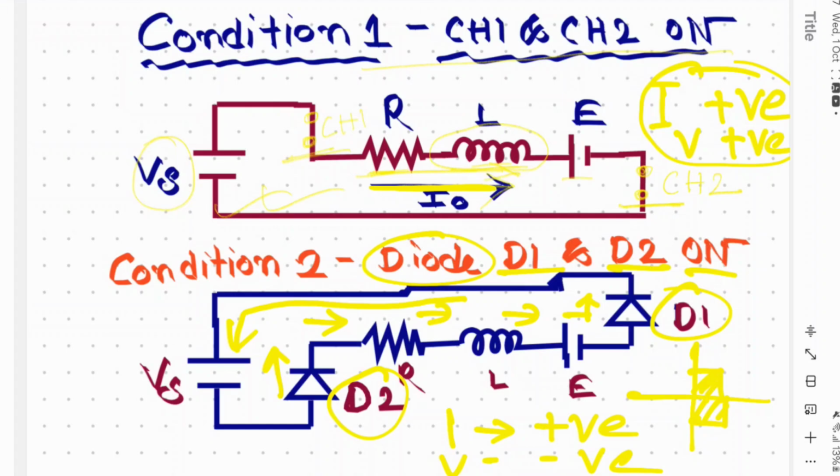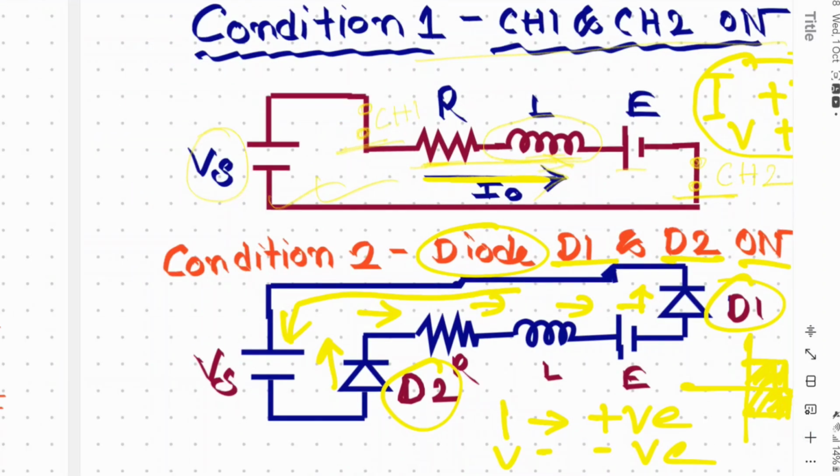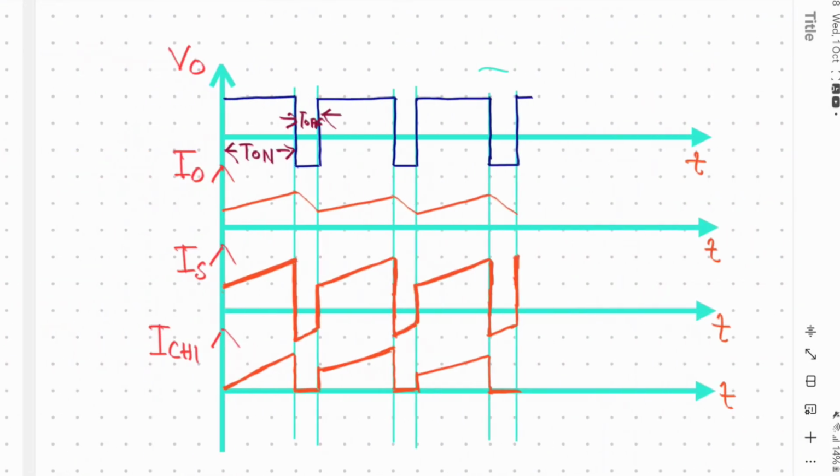So by using these two circuits, when switch 1 and switch 2 are on, at that time we can achieve the first quadrant operation, and in case of condition 2, when diode D1 and D2 are on, we can achieve the fourth quadrant operation. Okay, let's see the output waveform for these two conditions.